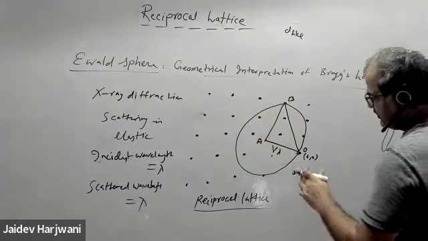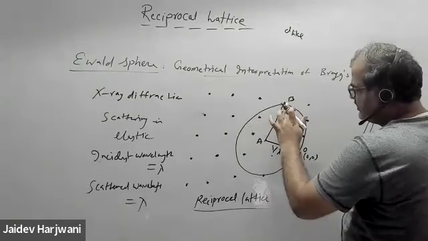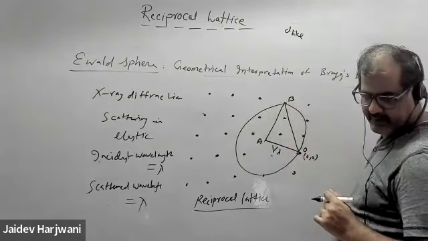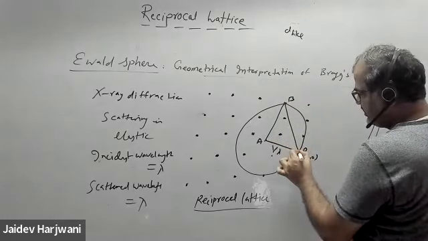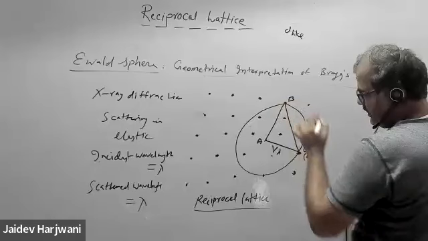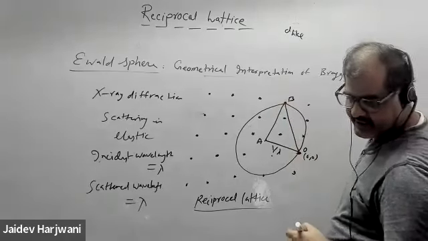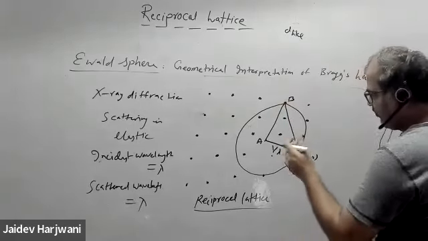Now this sphere is touching this point. So this point is what, reciprocal. This is my origin and this is a lattice point. So I can always write a G vector here. So forget that one.